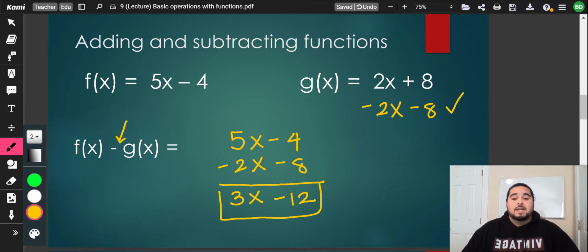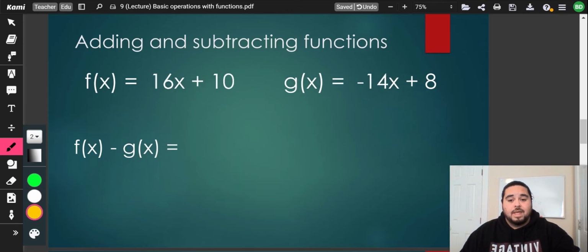Super easy peasy. So again, the only thing you have to remember when you are subtracting is we distribute that negative. So that's why I go off to the side and I write my new function, me subtracting, so I don't get confused when it comes to actually combining like terms. Okay, let's try another one. This is another subtraction problem.